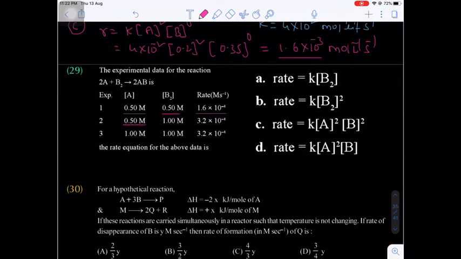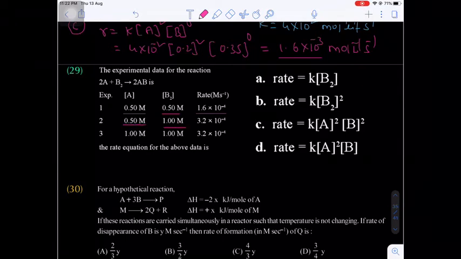Now in the second data, the concentration of B becomes double, but the concentration of A remains constant. When the concentration of B becomes double, the rate also gets double. Are you getting my point? The rate will also get double. That means with respect to B, the order will be first order.